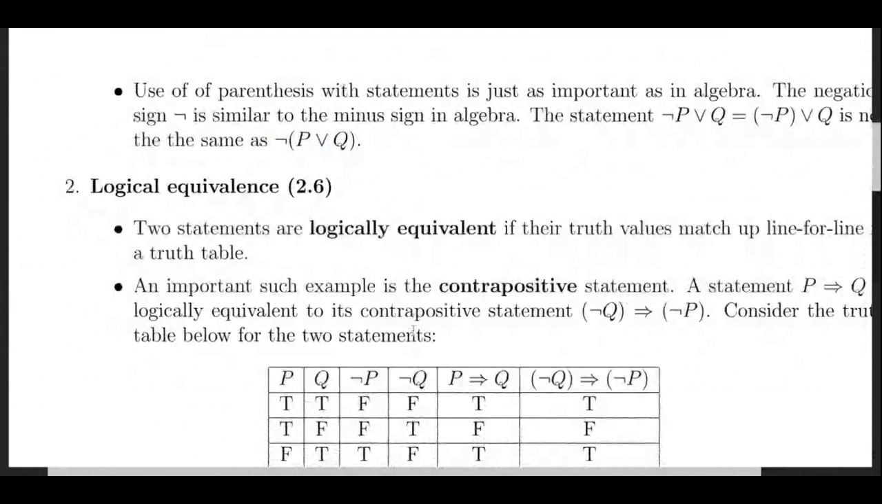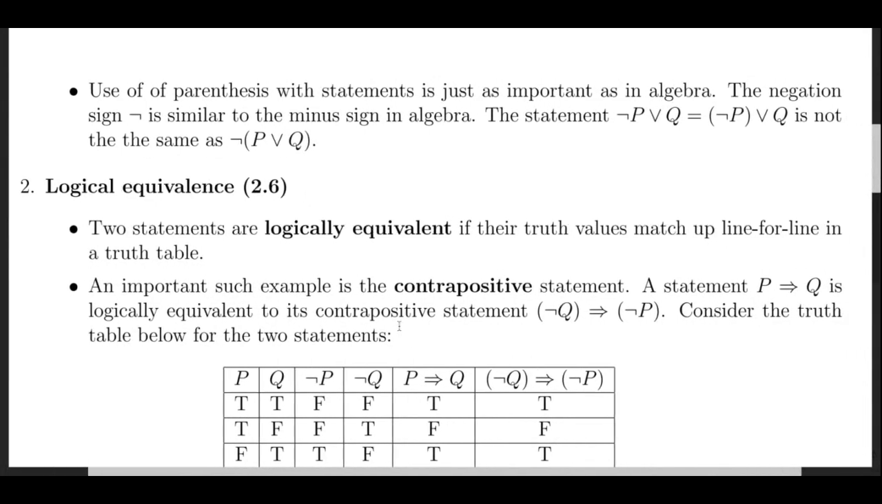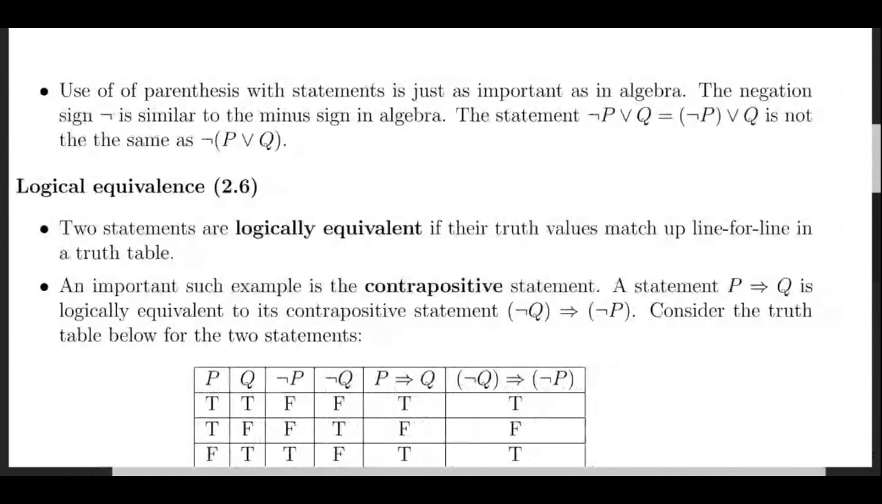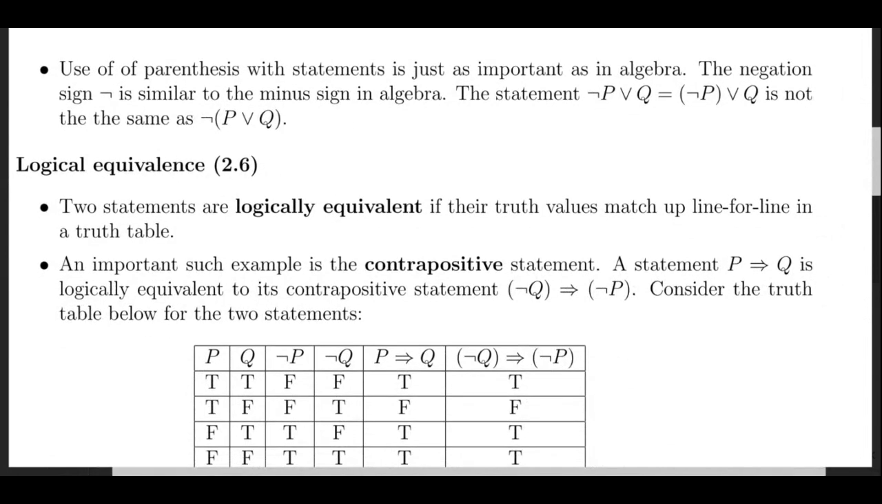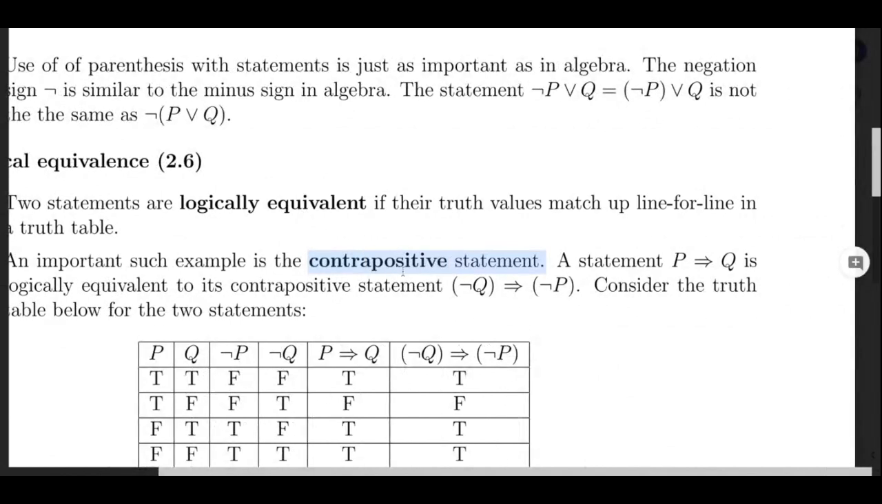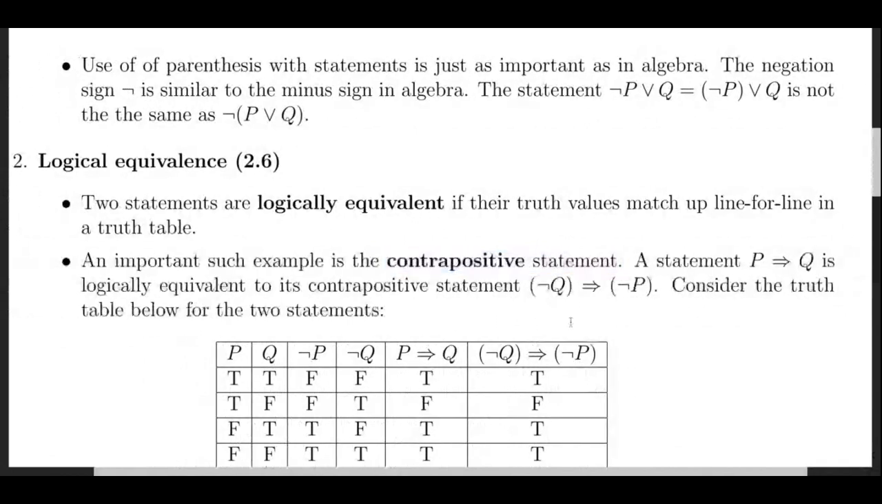All right, so the first part. The second part, we're talking about logical equivalence. So two statements are logically equivalent if their truth values match up line for line in the truth table. So the important example is called contrapositive. Contrapositive, very important word. Okay, contrapositive statement. So we will see what is contrapositive.